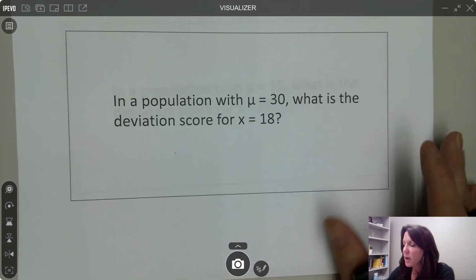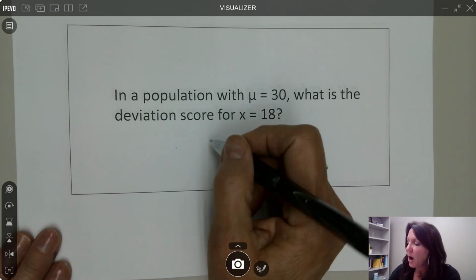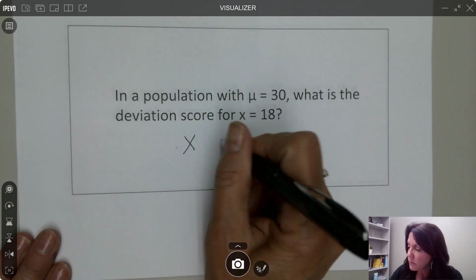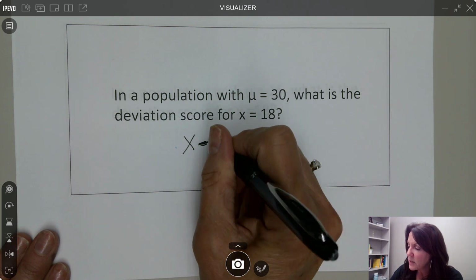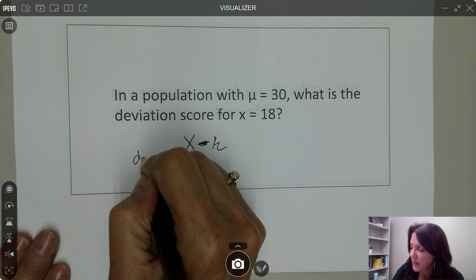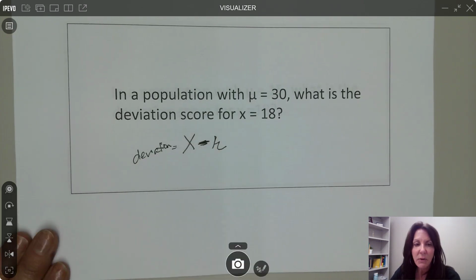All right, when we're talking about our sum of squared deviations, the word deviation is in there. We need to figure out what is a deviation. What is a deviation score? Our formula for deviation score, and this might be the first one you want to write down, is going to be the score minus the mean. That will give you your deviation score. So I'll write deviation here. The deviation score is equal to the score minus the mean.